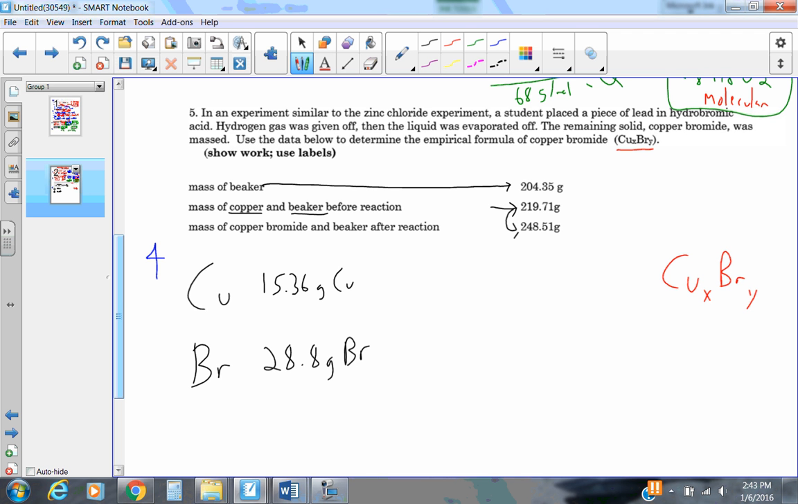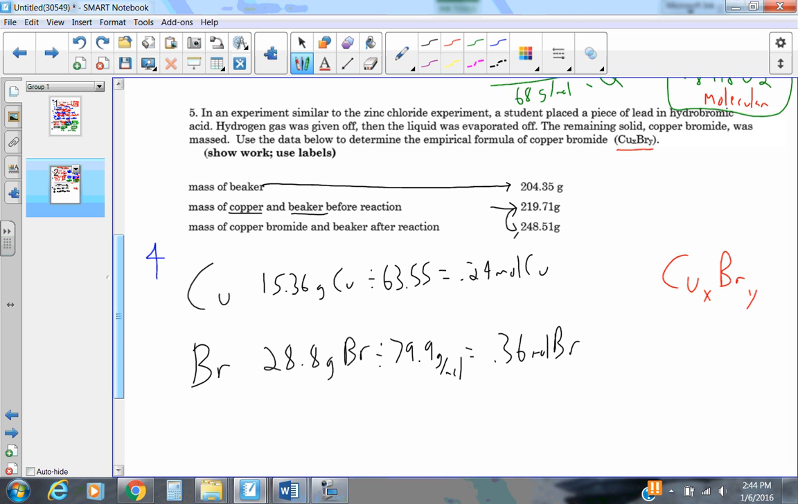But that's not counting the atoms. We can't see those atoms to count, and it'd be a big number. So we need to figure out how many moles that is. For copper, you just simply divide by its molar mass, which you get off the periodic table, 63.55. That equals 0.24 moles of copper. Bromine, find bromine on the chart. It has a molar mass of 79.9 grams per mole. So when you divide that out, you're going to get 0.36 moles of Br.